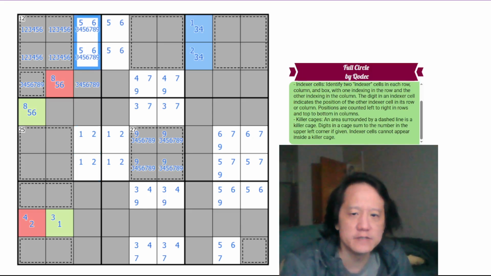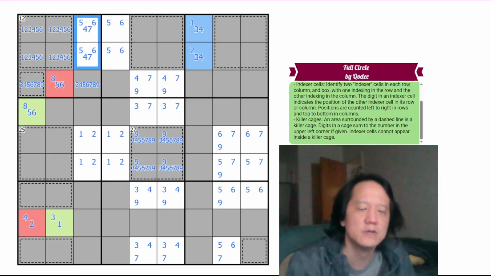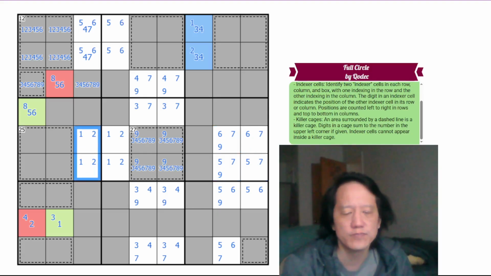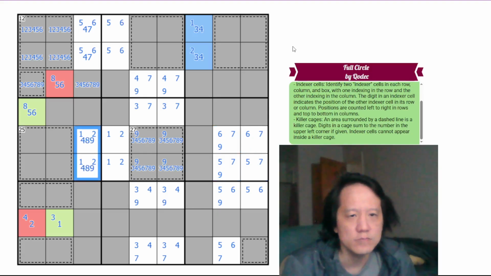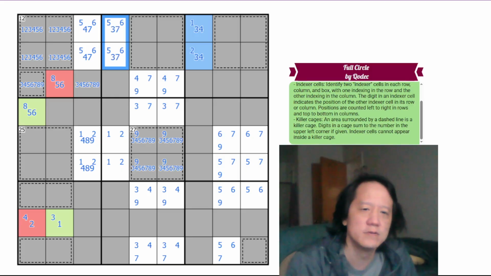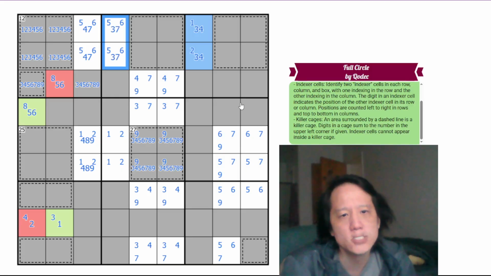Let's highlight what happens if they're indexing the row. So indexing column, it's 5 or 6. Indexing row would be 4 or 7. Indexing columns 1 or 2. Indexing row is 4, 8, or 9. Indexing columns 5, 6. Indexing row is 3 or 7. Interesting.